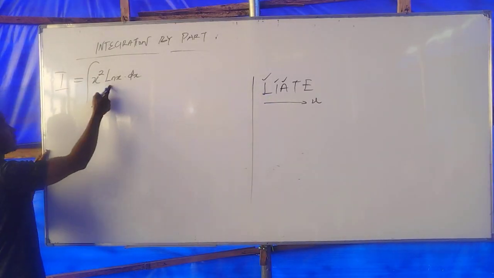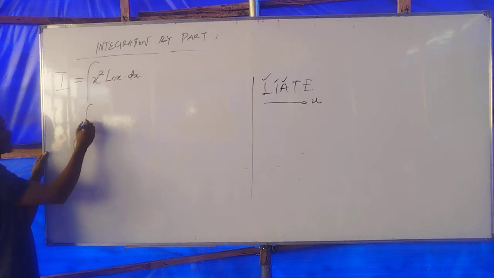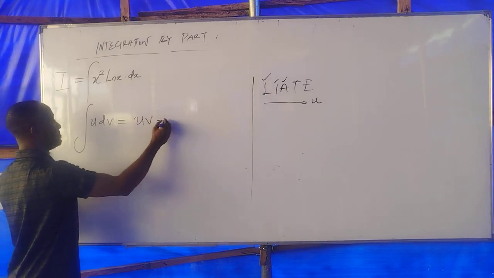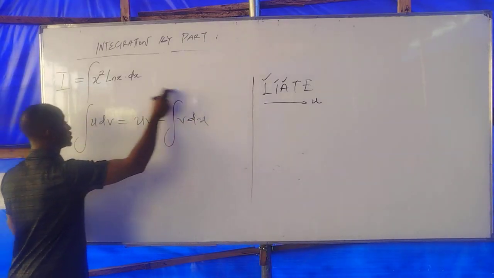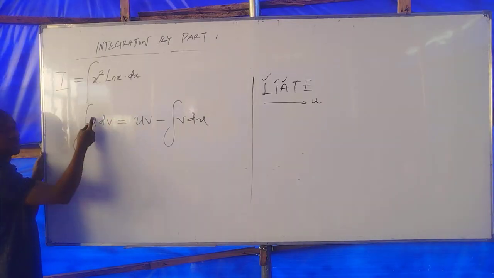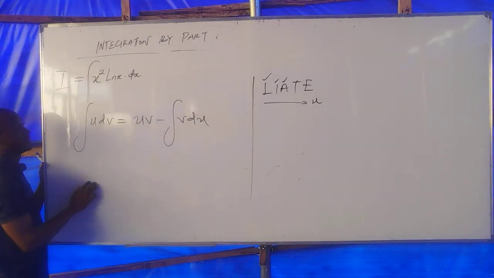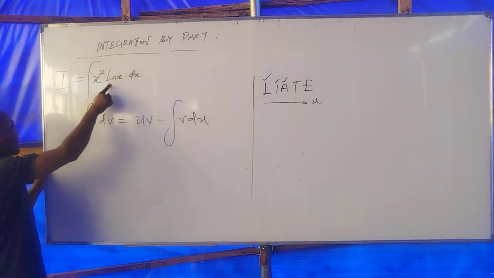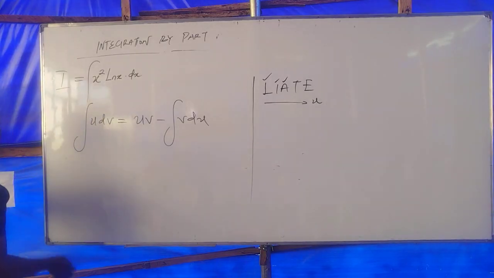For this, it means that from this order, logarithm is the first. So that means my u is ln x. Don't be tempted to take x squared as u because the integration by parts formula says the integral of u dv equals uv minus the integral of v du. Because we have this as our formula does not mean that your x squared is your u all the time. No. There is a priority order for choosing u. For choosing u, logarithm is the first. So my u is ln x, followed by the dv, which is x squared, right?